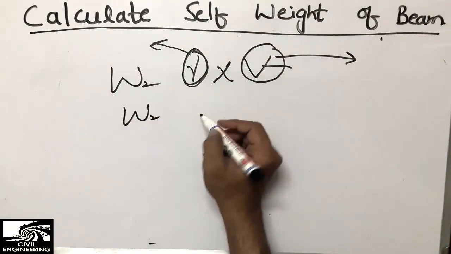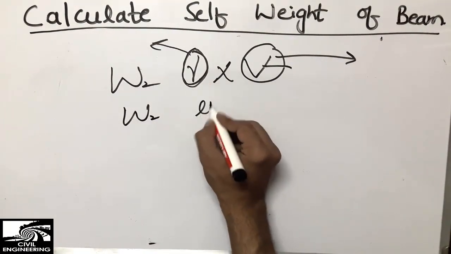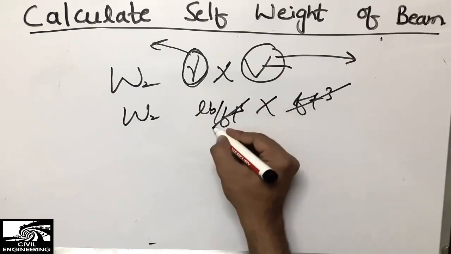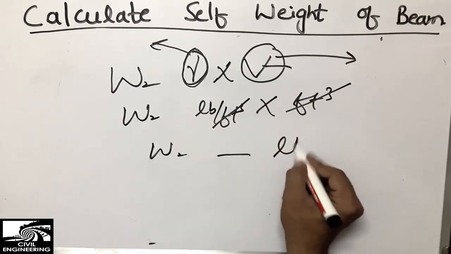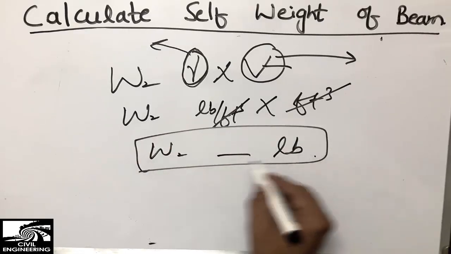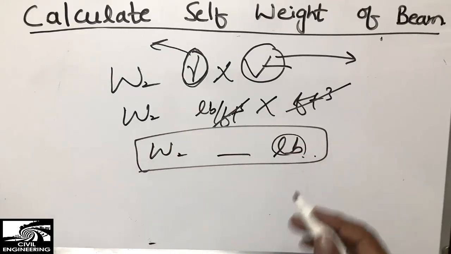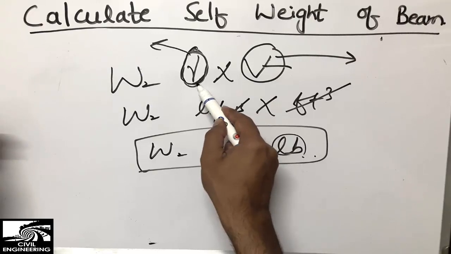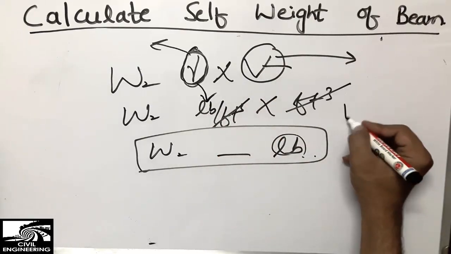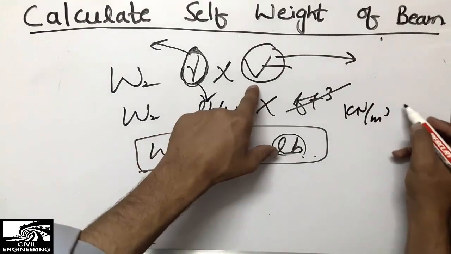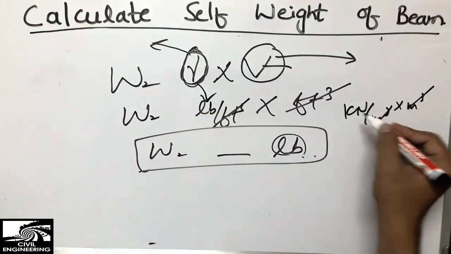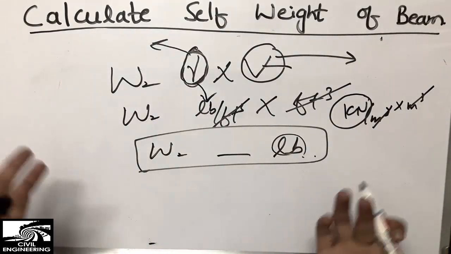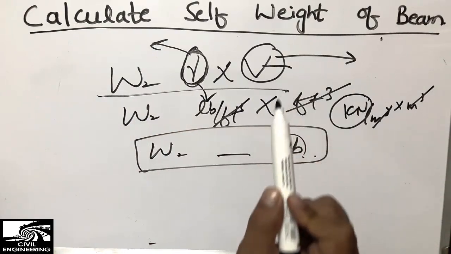So we get the weight. As we also know, the unit of gamma is pound per cubic foot and the volume is in cubic foot. So these units cancel with each other, and only pound remains. That's why we get the self weight of the beam in pound. We can also get it in another unit if we know the density of the material in another unit, for example in kilonewton per meter cube, and we know the volume in meter cube. They cancel with each other, so we get the weight in kilonewton. We can find the self weight of anything in any unit by just knowing the basic formula.